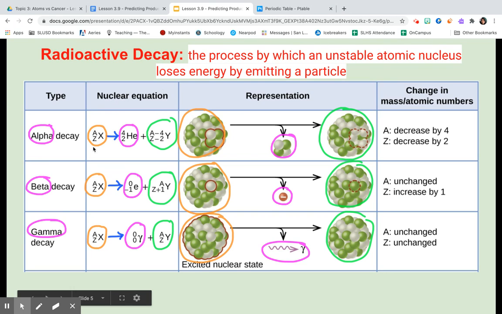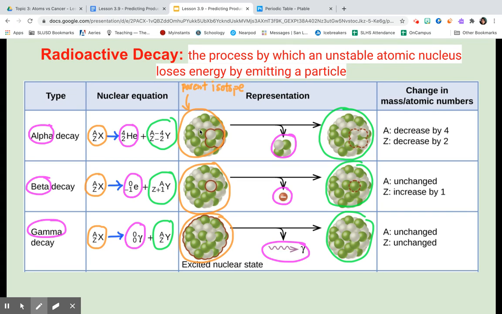Whether we've written it out as a symbol or drawn it out as a model, what we start out with is called the parent isotope. All right, so let's record that in our notes. So this is our parent isotope.